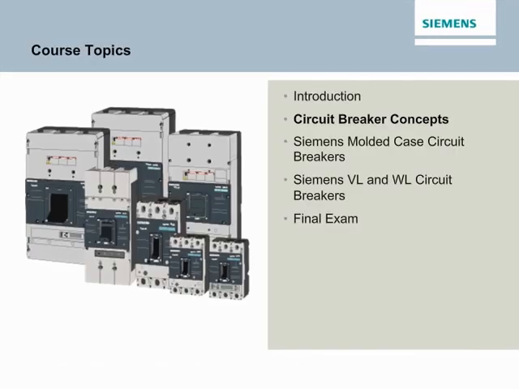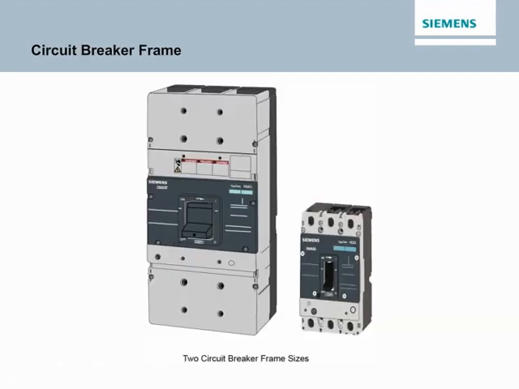Now we'll move on to Section 2. This part of Basics of Circuit Breakers covers circuit breaker concepts. Circuit breakers are constructed from the following 5 major components: frame, contacts, arc chute assembly, operating mechanism, and trip unit.